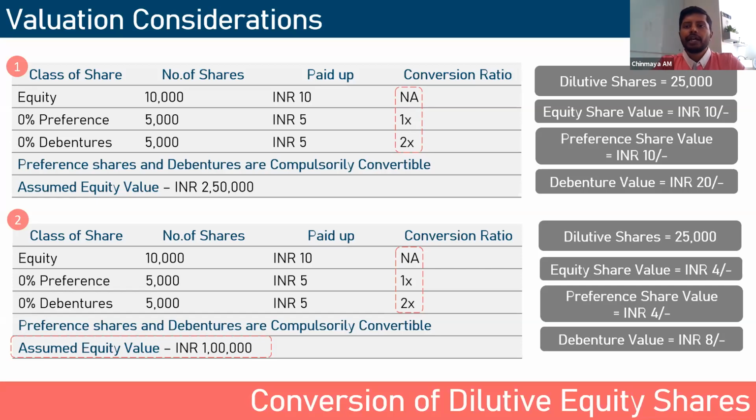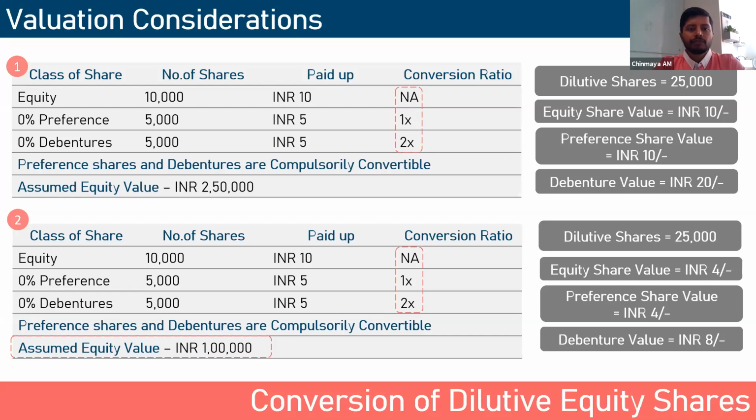So here dilutive instruments would be 25,000, which is 10,000 equity, 5,000 preference, and 5,000 into 2 conversion ratio, which is 10,000, totally 25,000. Equity share value is 2.5 lakhs divided by 25,000, which is 10. Preference share value is 10. Debenture value is 20 because that has a 1:2 conversion ratio. Simple example, I think it is clear.